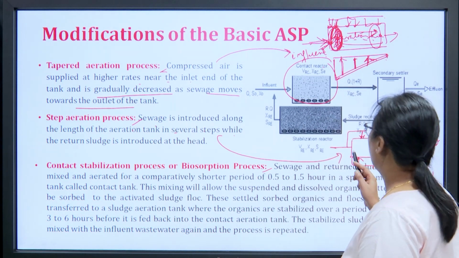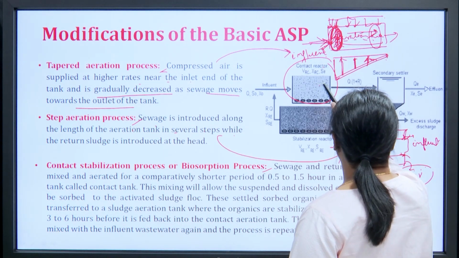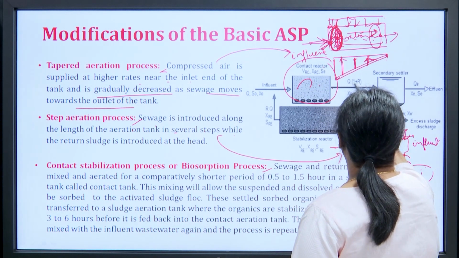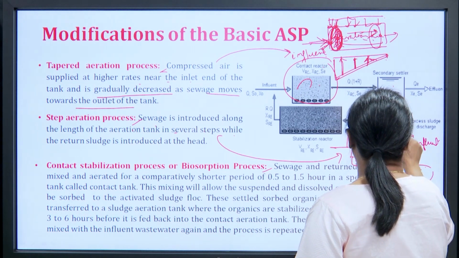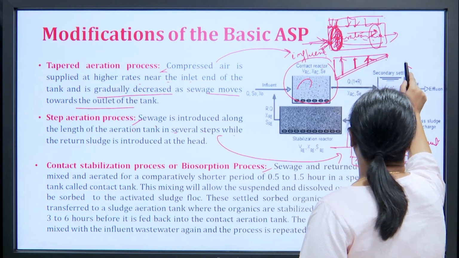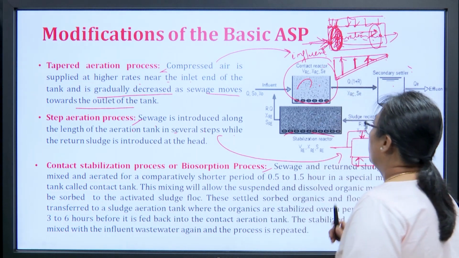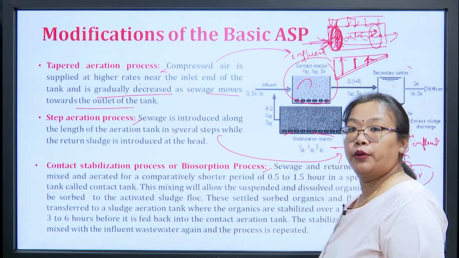So in this what will happen, you have a contact reactor, उसके बाद उसमें you will have this type of aeration and then you have the secondary sludge and then a secondary sedimentation tank and then there is a stabilization reactor. So आप इसमें एक reactor add करते हो, right.